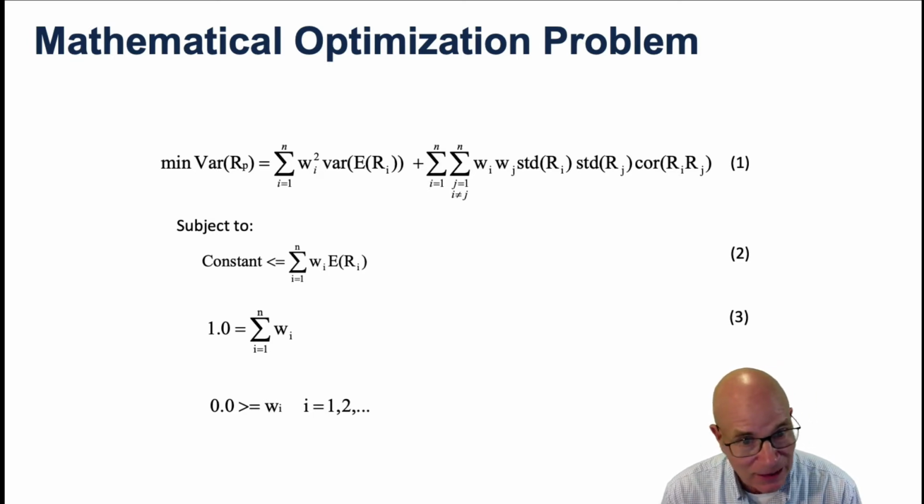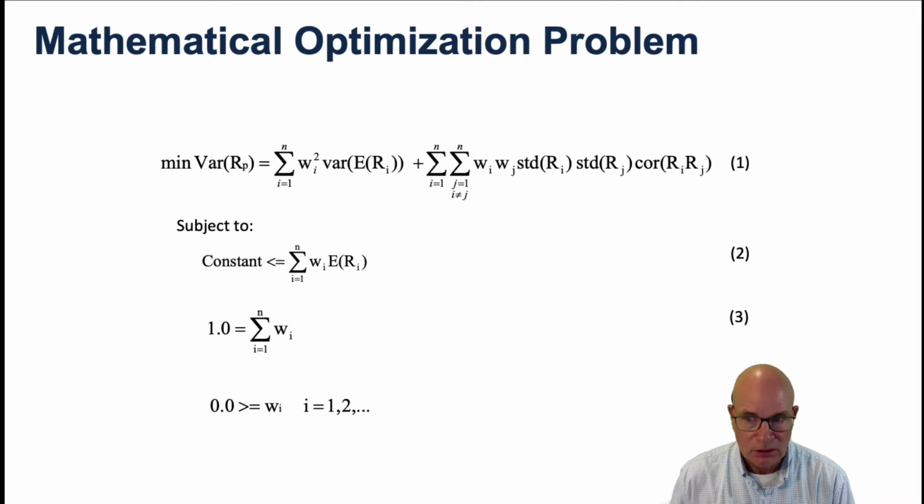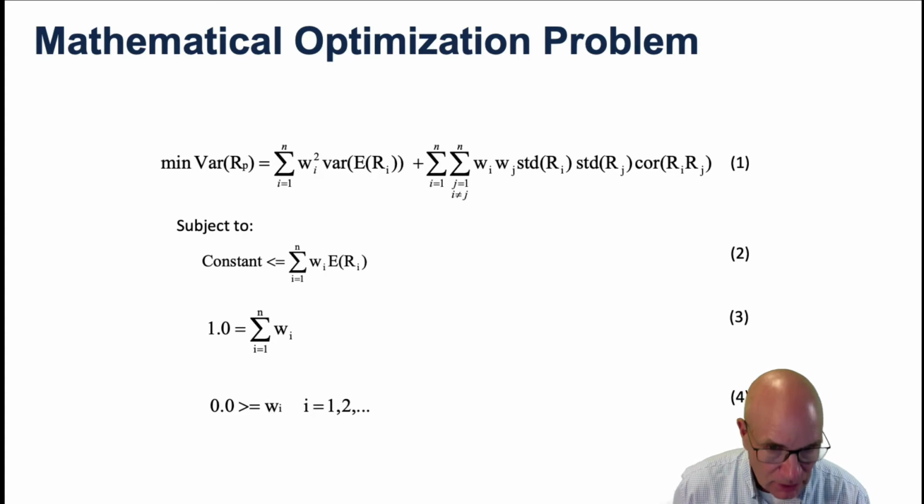Number 3 is that all the weights have to sum to 1. And number 4, each weight in the portfolio can't be less than 0. It has to be 0 or greater. So now let's go to Excel and see the implementation of this problem.